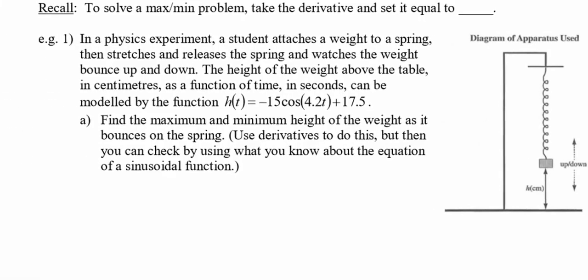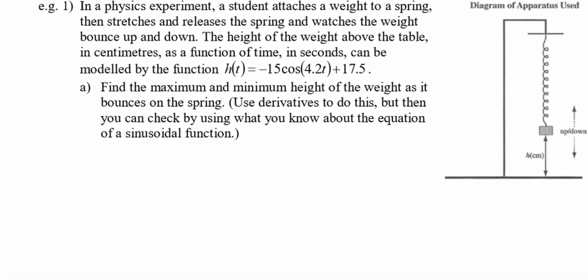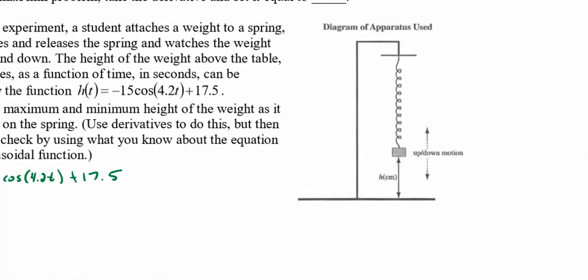Okay, so very first thing, I'm just going to write down that equation again. So this would be h of t is equal to negative 15 cos 4.2 t plus 17.5. Now let's think about what we're looking at. So with this spring mass system, this spring would be oscillating up and then down, up and then down, up and then down.